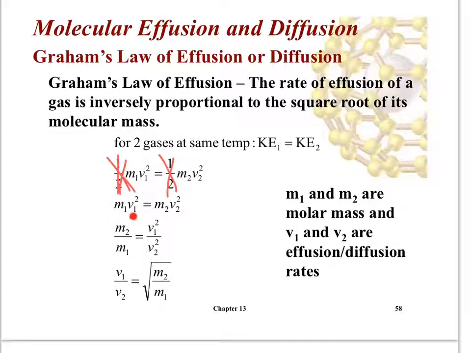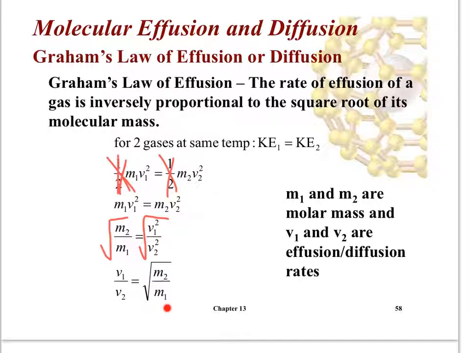Now if you rearrange this to put the M's on one side and the V's on the other side, let's say you take this V and put it on this side, so it'd be V1 squared over V2 squared. And then you move the M's to the other side, so you get M2 over M1. So M2 over M1 is equal to V1 squared over V2 squared. If you square root both sides, the square root of the squared cancels, so V1 over V2 is equal to the square root of M2 over M1.